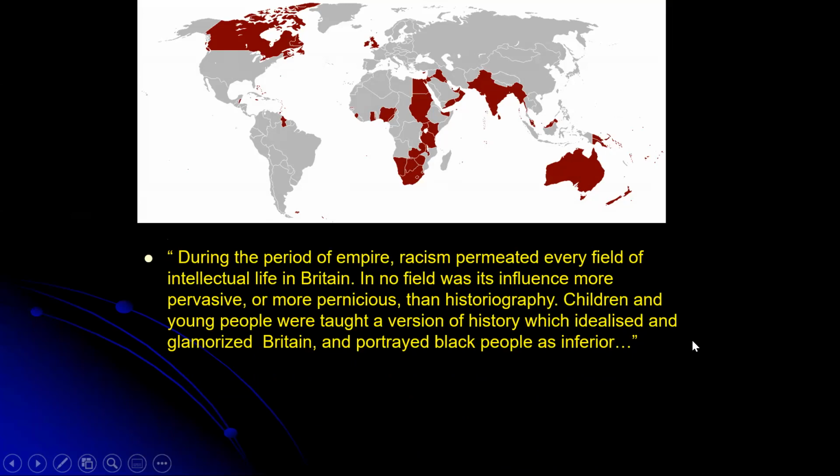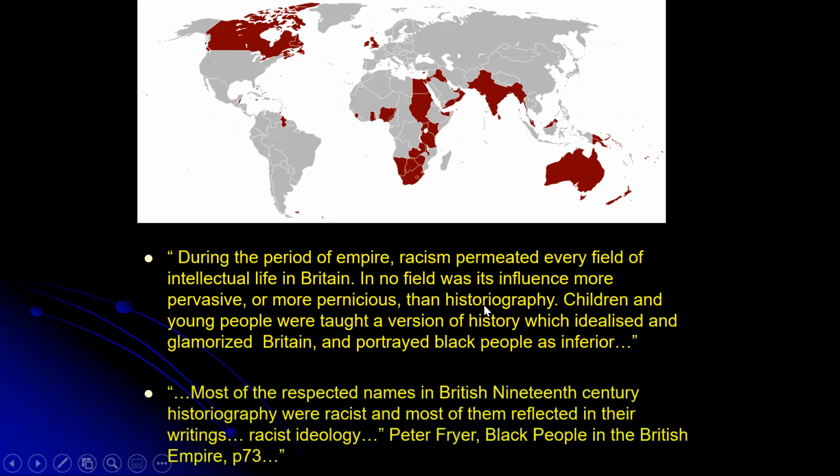During the period of empire, racism permeated every field of intellectual life in Britain. In no field was its influence more pervasive and more pernicious than historiography. Children and young people were taught a version of history which idealized and glamorized Britain and portrayed Black people as inferior. This is in Britain, not just in Britain, this is throughout the British Empire. So what the author, Peter Fryer, is saying here is basically that was the information which was being brought to North America, Canada, most of these countries in Africa during colonization and colonialism, okay?